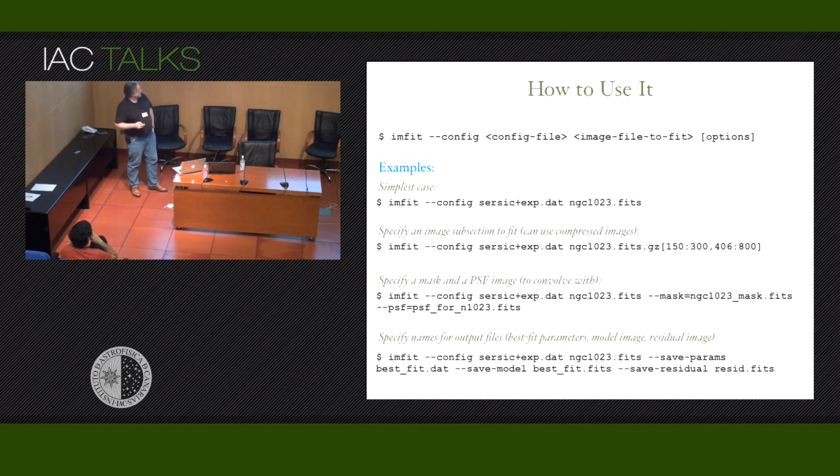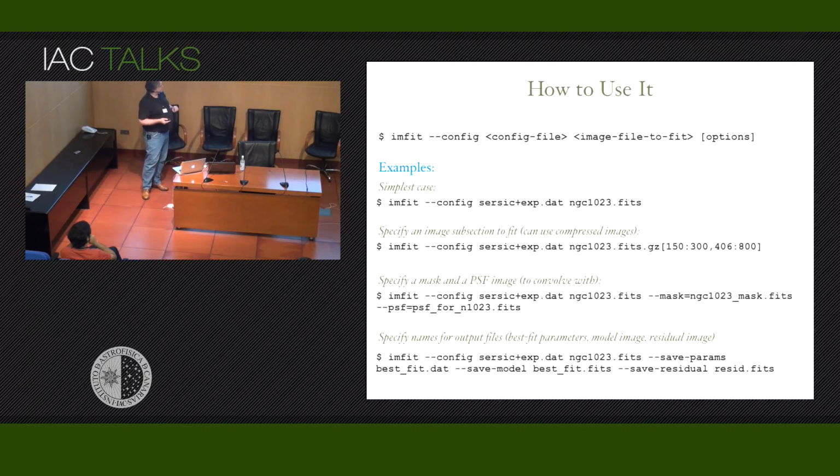So how do you use it? The very top is designed to be like a classic Unix command line program. So in the simplest case, you say Imfit, you specify a configuration file. The configuration file describes the model you're going to fit to the image, and I'll talk about that in a moment. And then you give it the image to fit. You can add extra command line options. In the second case, you can specify, for instance, a subset of the image to fit using the standard IRAF X to Y range.